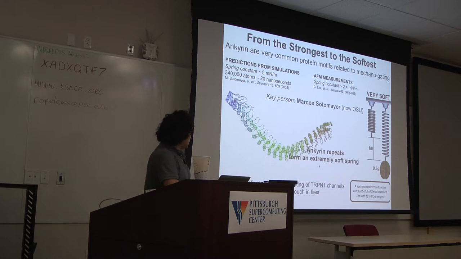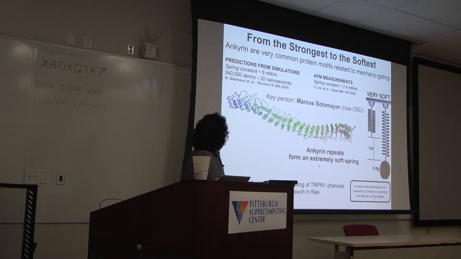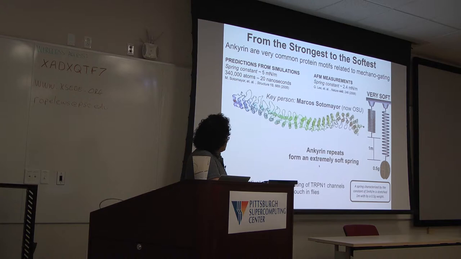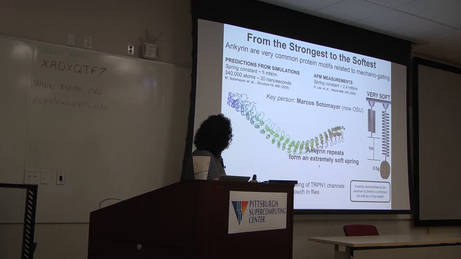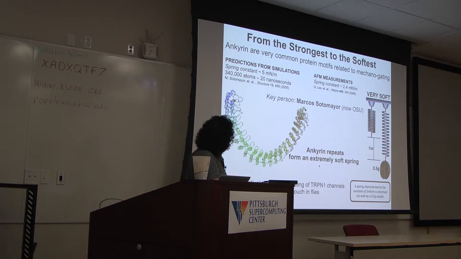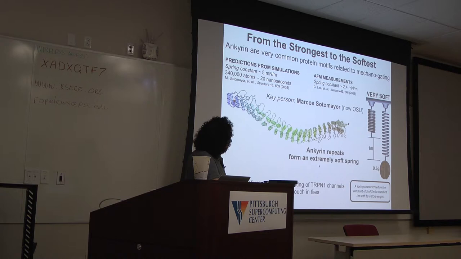But also, that's the strongest molecular force, but this one is a much softer spring. This was actually done by Marcus. These are anchoring repeats. He was able to predict the spring constant for these anchoring repeats to be 5 millinewtons per meter, and then they measured it a year after, and it turned out to be, ballpark, right.